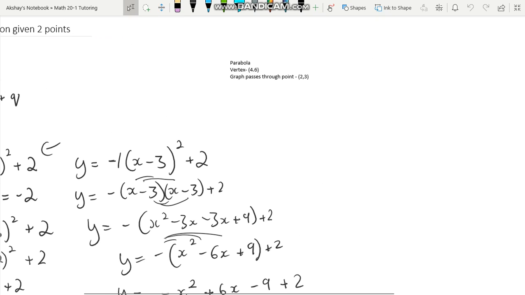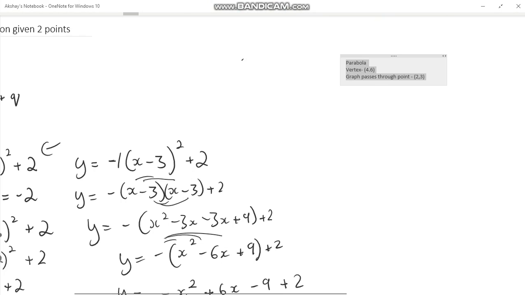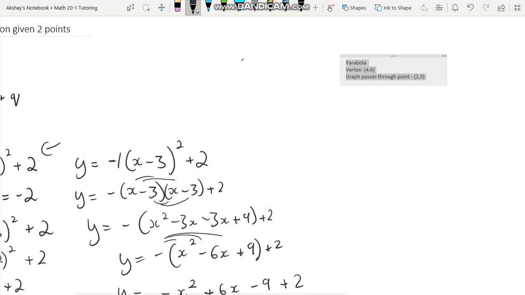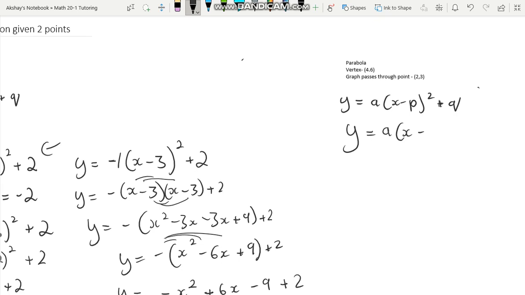So let's just do one more question really quick here. I don't want to make this too long. So again, we're trying to find the quadratic function for the parabola. We're given our vertex is (4, 6), so we would use the same protocol here as well. (x minus p) squared plus q. My x value is 4, which I would substitute into my p, so I have (x minus 4) squared. My q is 6, so I write down a 6 there.